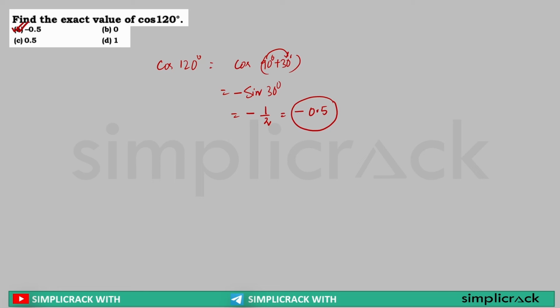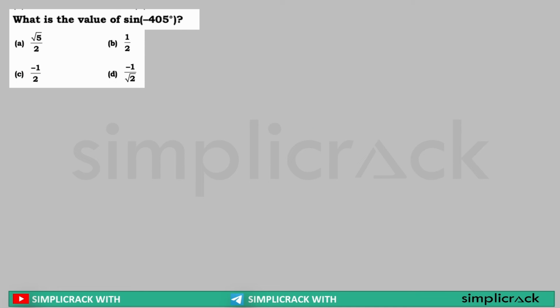Sorted? Yes or no? Yes. Next. Sir, what is the value of sine minus 405? Now, sir, in this question, it will be written as sine minus a is equal to minus sine a. Sir, 405 also can be written as minus sine 90 degree into 4 plus 45 degree.